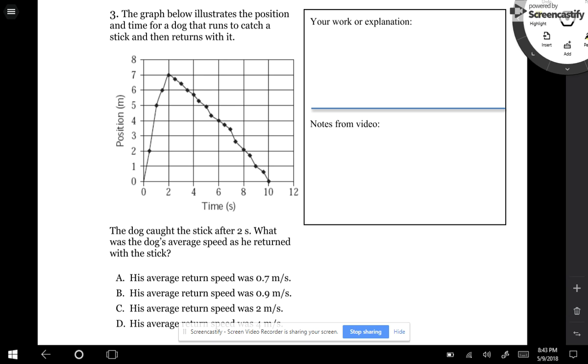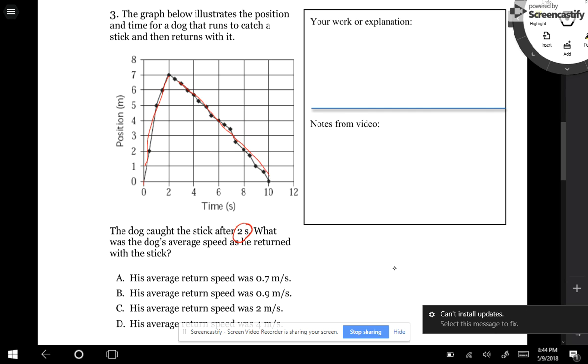All right, we're back taking a look at question 3. The graph below illustrates the position and time for a dog that runs to catch a stick and returns with it. The dog caught the stick after 2 seconds. You could see it went, caught it, and then came back. So what we need to know is the average speed as it returned.